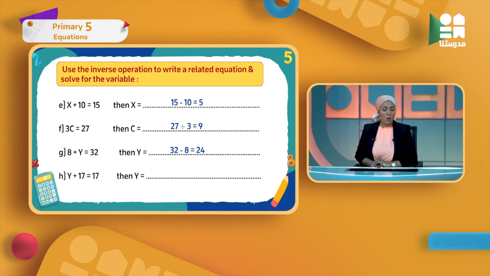Letter H, y plus 17 equals 17. So y equals 17, and we move the plus 17 to the other side with minus 17. So 17 minus 17 is equal to 0.